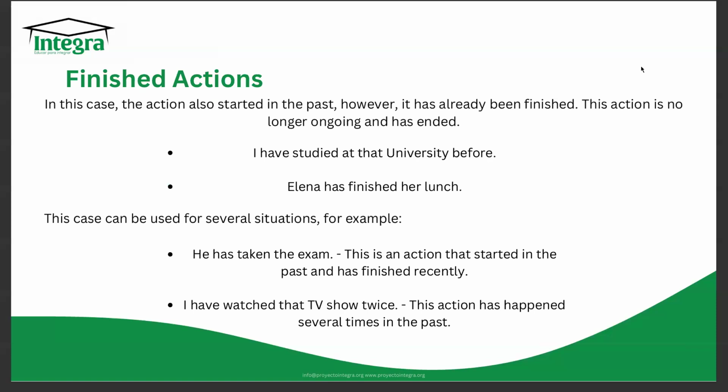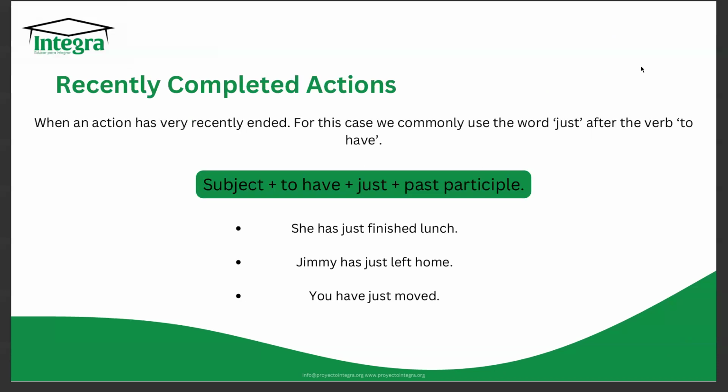We can use this tense in this case for several situations. For example, this example says he has taken the exam. So this is an action that started in the past and has finished recently. But we also have I have watched the TV show twice. So this action has happened several times in the past, right? That's the key difference. In the first example, this is just a one-time thing. And then the second example is something that has happened more than once, but still in the past.